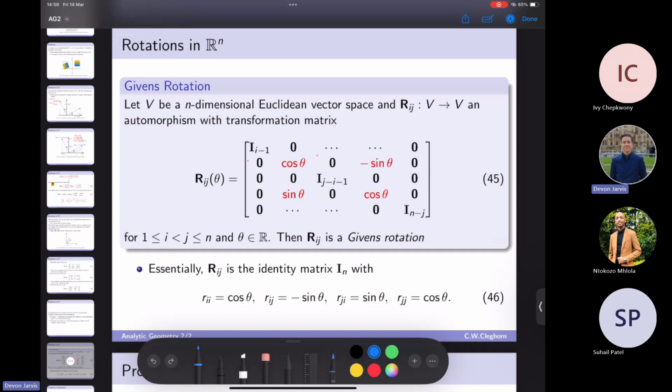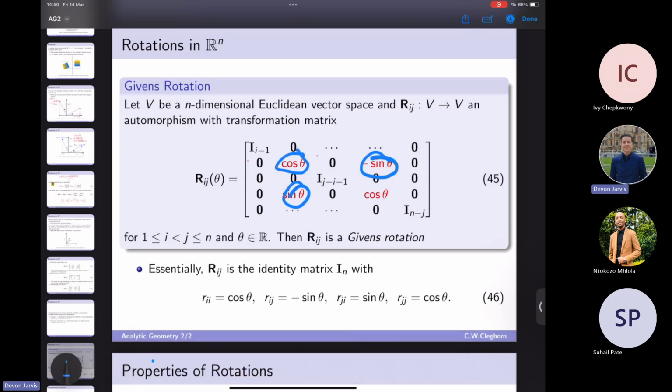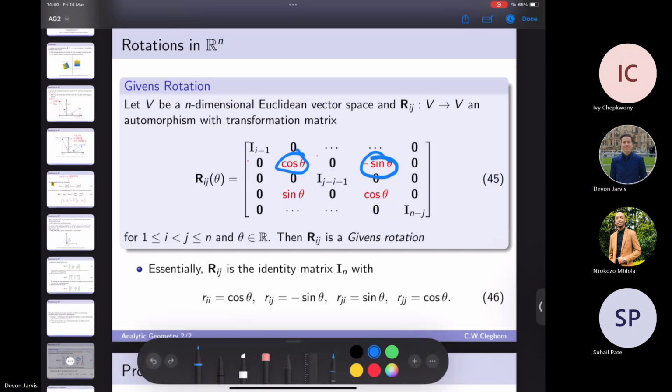And the way you can see it is that it is just an identity matrix. Okay, so you can see it has zeros everywhere on the off diagonal, except at the points ii, ij, ji, and jj, where i and j are the two axes which we are rotating. And then you come in and slot in the cosines, the minus sines, the sines, and the cosines, based on that equation there, into your identity matrix, and that's how you get a Givens rotation.